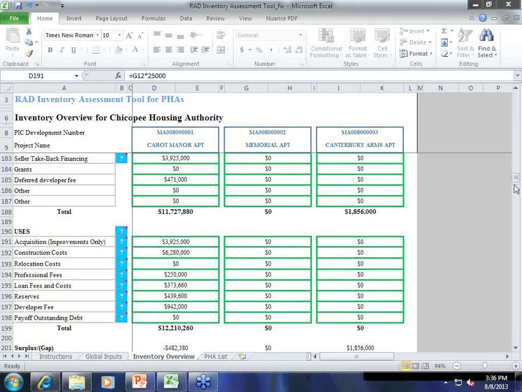Did I misunderstand when she mentioned the PCA? That should be done before the app submission? No, it's not required. The PCA doesn't need to be done until after your application has been approved. Once your application is approved, we award you a CHAP, a commitment to enter into a HAP, which lays out milestones. One of the milestones is after 90 days, you need to submit to us a RAD physical conditions assessment. Okay, great.